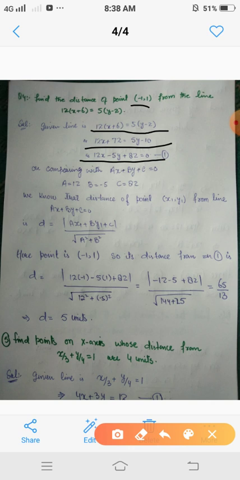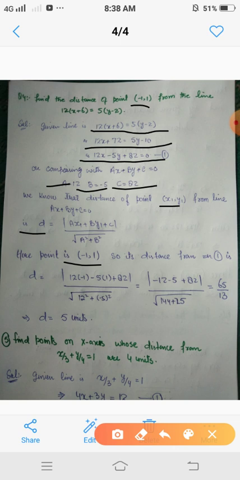On comparing this line with the general form ax + by + c, we get a = 12, b = -5, c = 82. We have already proved that the distance of the point (x1, y1) from the line ax + by + c = 0 is given by d = modulus of (ax1 + by1 + c) upon the square root of (a squared + b squared). Here the point is (-1, 1), which implies x1 is -1, y1 is 1.